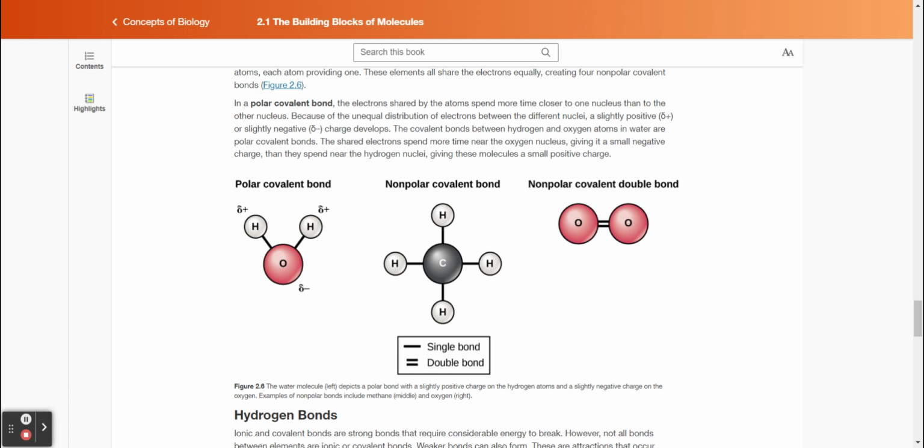Figure 2.6, the water molecule on the left depicts a polar bond with a slightly positive charge on the hydrogen atoms and a slightly negative charge on the oxygen. Examples of nonpolar bonds include methane in the middle and oxygen on the right.